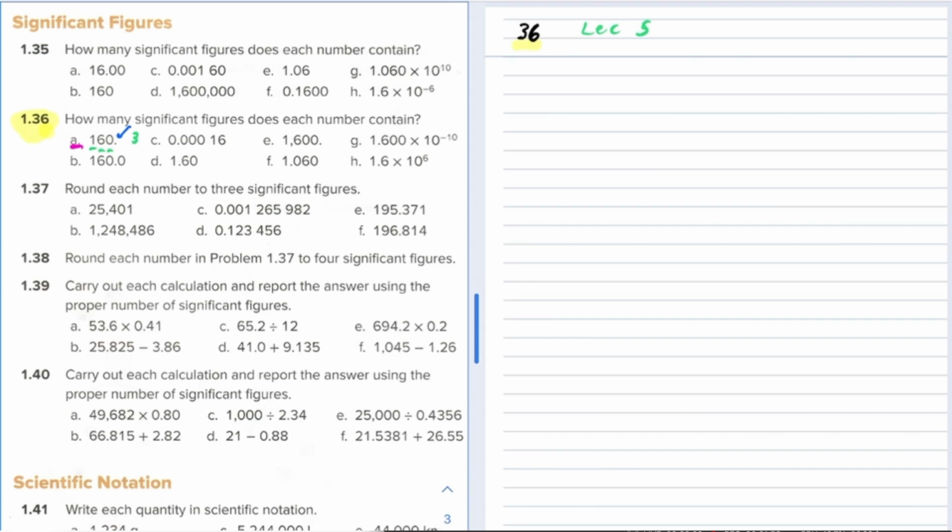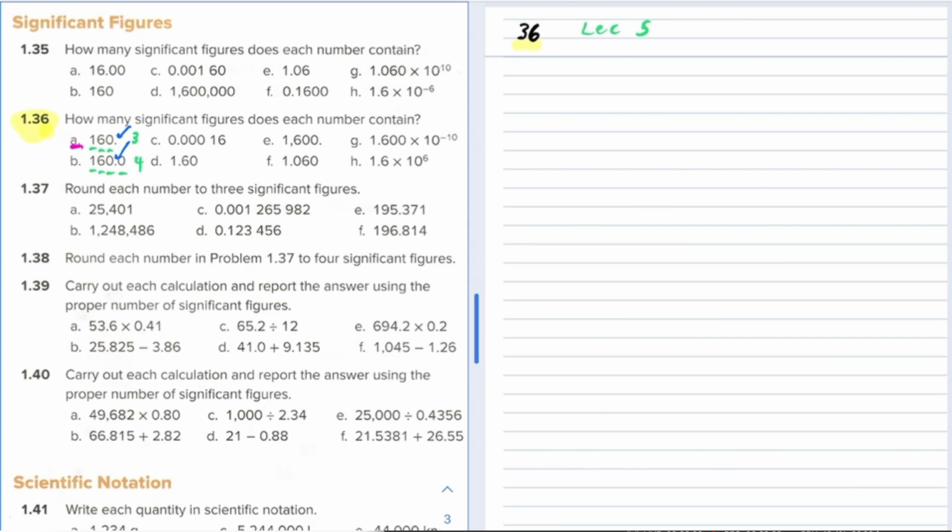Now going to B. Reading the number left to right, the first one is 1, and then 6. Do we count these last two? So I'll underline the first two. So this is 1, 2, and then yes, we count the remaining zeros because I see the decimal point. There it is, between the last two zeros. This is a 4 sig fig number.